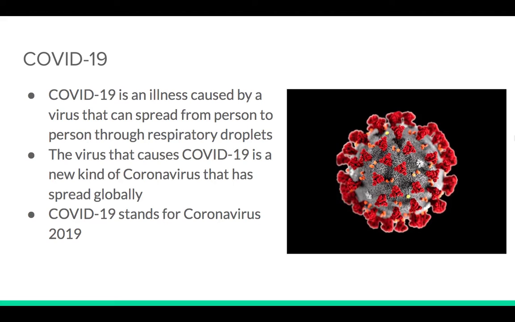So we wanted to start off with the definition of COVID-19 because even though it's been going on for a while now, it's still very important. COVID-19 is an illness caused by a virus that can spread from person to person through respiratory droplets. The virus that causes COVID-19 is a new kind of coronavirus. There's actually a lot of types of coronaviruses, but this is a novel virus that has spread globally. And COVID-19 actually stands for Coronavirus 2019.